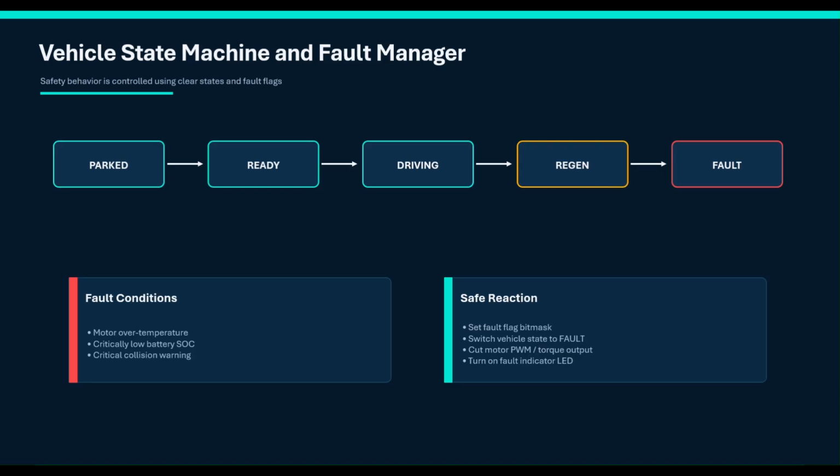The vehicle state machine makes the behavior deterministic. The vehicle starts in park, moves to ready, then driving. When braking is applied, it can go into regenerative braking. If a dangerous condition occurs, the fault manager moves the system to fault. In the fault state, the torque is disabled and the system is placed in a safer condition.